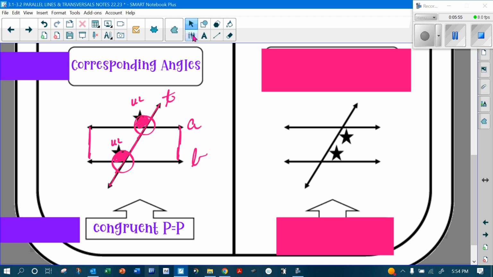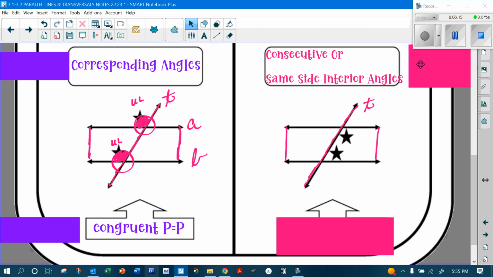Now this time, here's our transversal. If I look at the transversal, I see these two are on the same side, but this time they're both inside. So when they are on the same side and they're both inside, these are what we call consecutive or same side interior angles, because they're on the same side and they're inside.